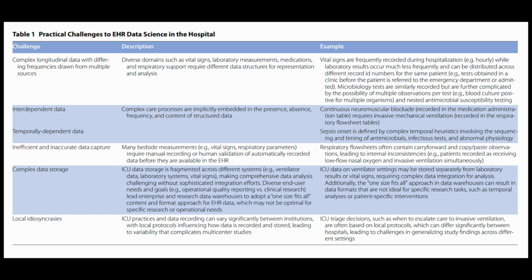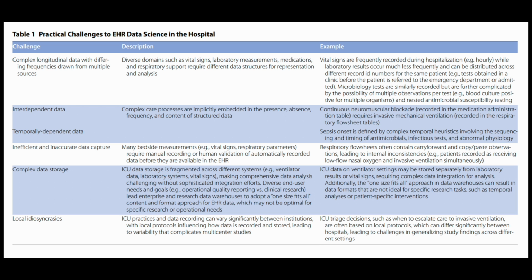Sepsis onset is defined by complex temporal heuristics involving the sequencing and timing of antimicrobials, infectious tests, and abnormal physiology. So, from this data set, if you want to find out when did the sepsis start, say for example, you want later on to do a study where you want to see how long after I give the antibiotic it affects my outcome. So for this, I need to find out when did the sepsis happen, even if I do have the hourly data.